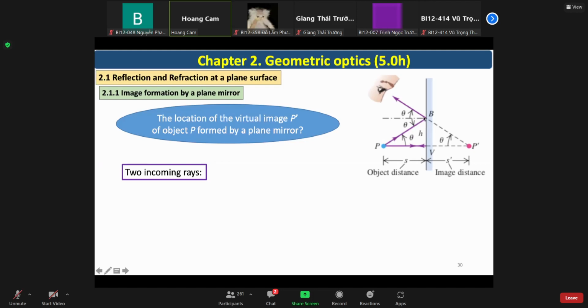And then the light will be reflected with the angle of reflection equal to the angle of incidence. So we got the two outgoing rays here. We will find the image by extending these two outgoing rays, and they actually don't meet each other. Here we have the virtual meeting point. So that's why you have the virtual image.